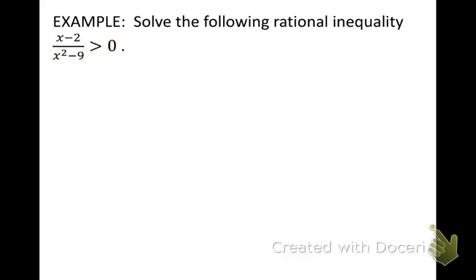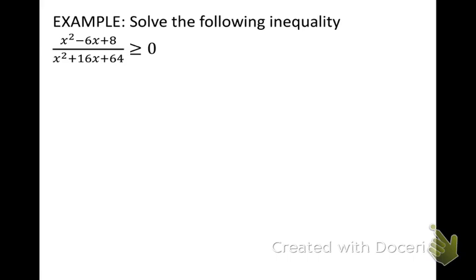All right, let's try another one. This time we want to solve the inequality (x squared minus 6x plus 8) over (x squared plus 16x plus 64) is greater than or equal to 0. Now again, if you are choosing to put this into your calculator to get a visual idea of what this looks like, you've got to make sure that you're using your parentheses.